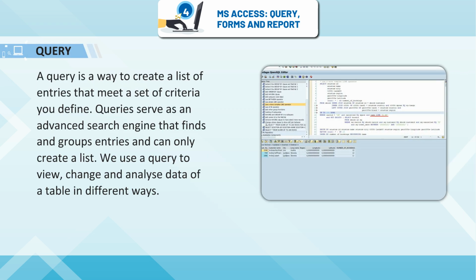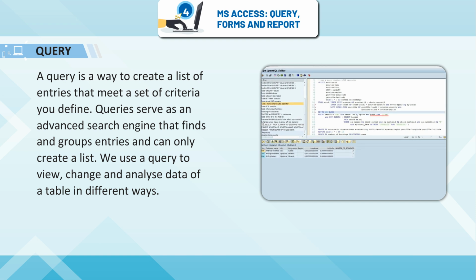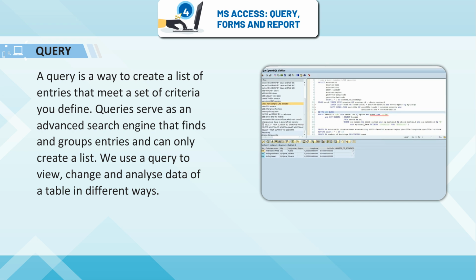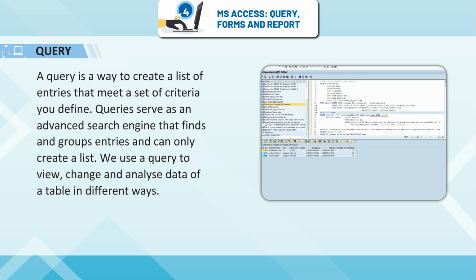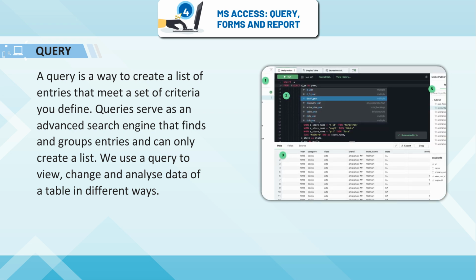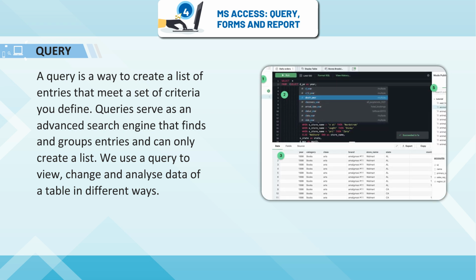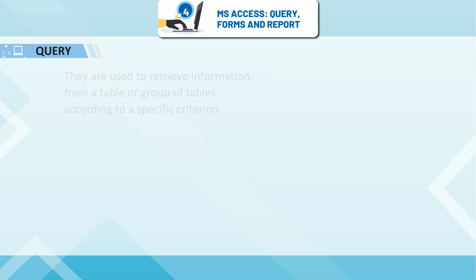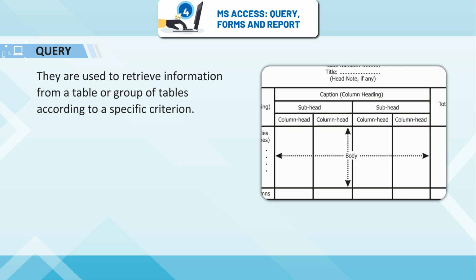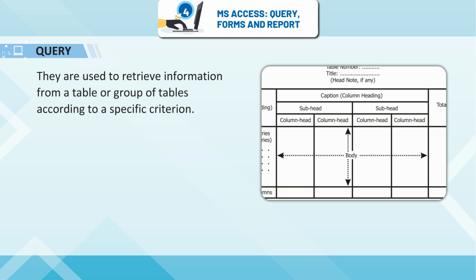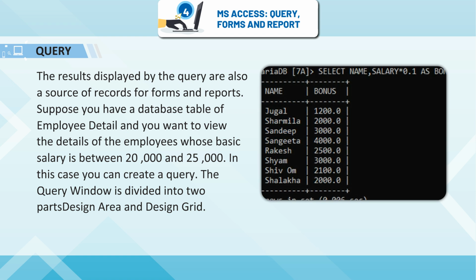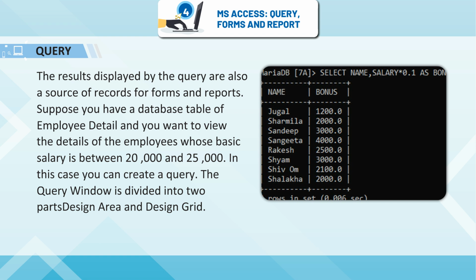Query: a query is a way to create a list of entries that meet a set of criteria you define. Queries serve as an advanced search engine that finds and groups entries and can only create a list. We use a query to view, change, and analyze data of a table in different ways. They are used to retrieve information from a table or group of tables according to a specific criterion. The results displayed by the query are also a source of records for forms and reports.